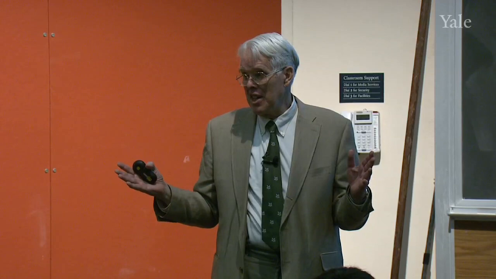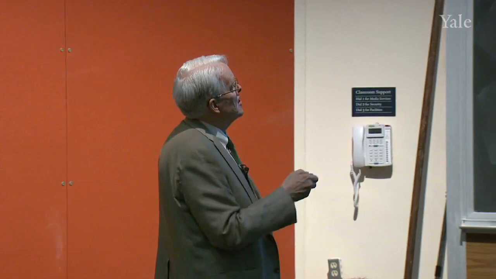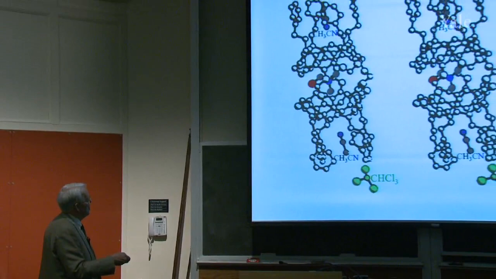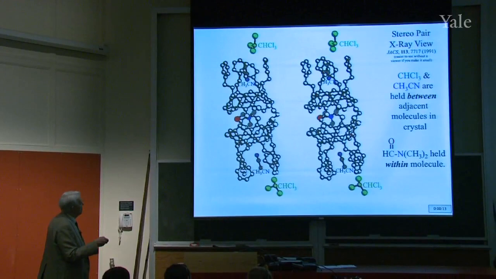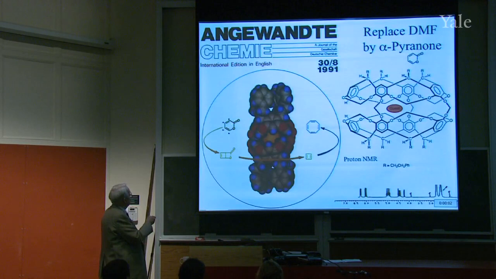So they had the clamshell, right? And now it turned out they could get the guest out. This is a crystal structure. So this stuff at the top is a chloroform, and this is solvent. There are two different solvents in there, but in the middle of the cage is DMF. This is that clamshell here. And these things are just put on to make it soluble so you can work with it. Okay, so they could get that stuff out and they could replace it with this.